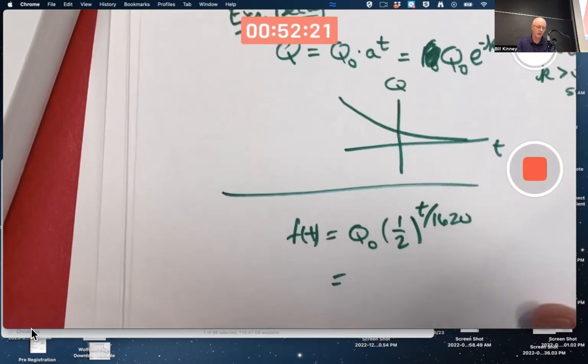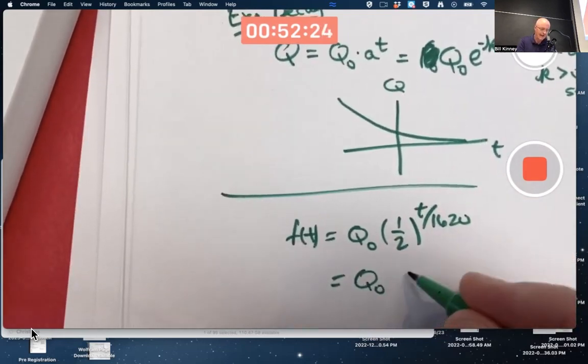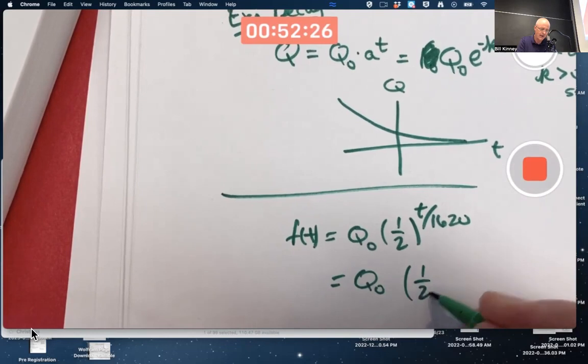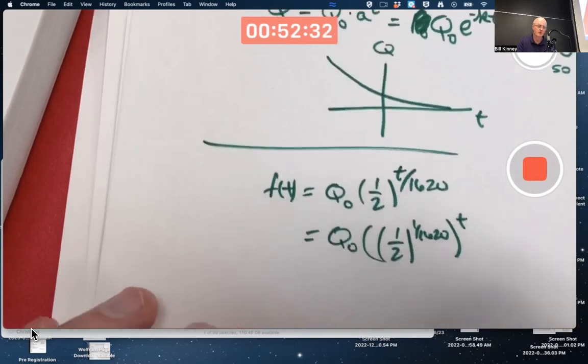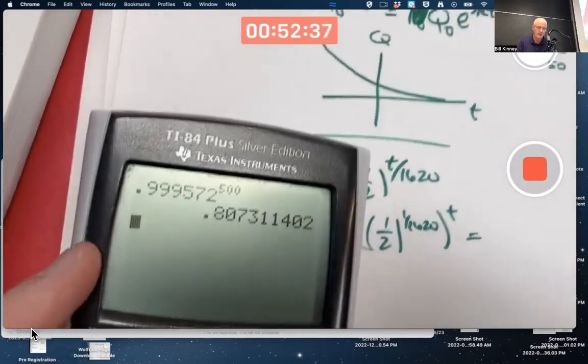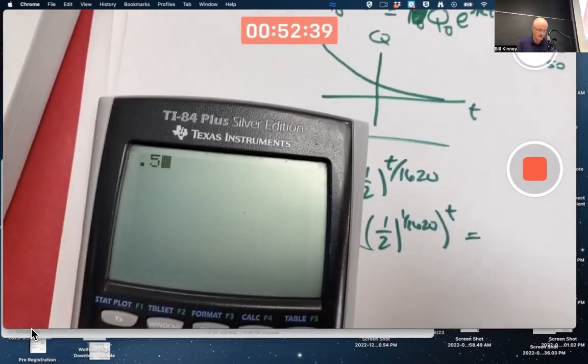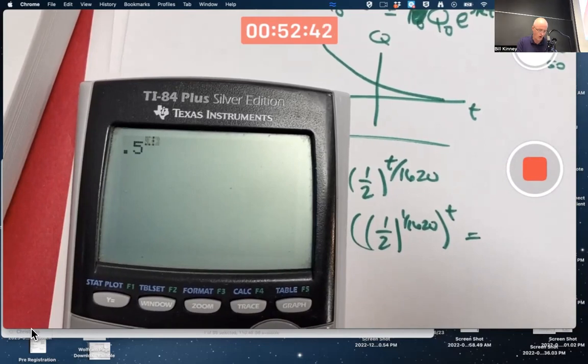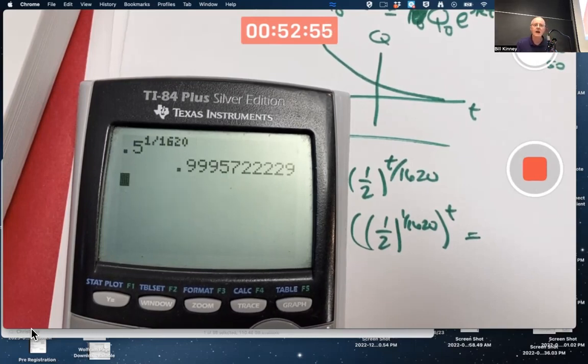I guess I'm doing this problem for you. That's the same as Q naught times 1/2 to the 1 over 1620 power to the T power. That's a property of exponents. And I claim that if I do this thing in my calculator, 0.5 to the 1 over 1620 power, I didn't make a mistake, I should get 0.999, whatever it was. 0.999572. Yeah, there it is.